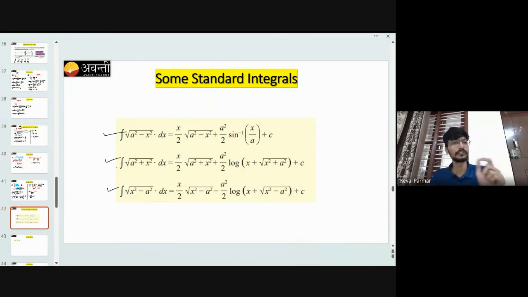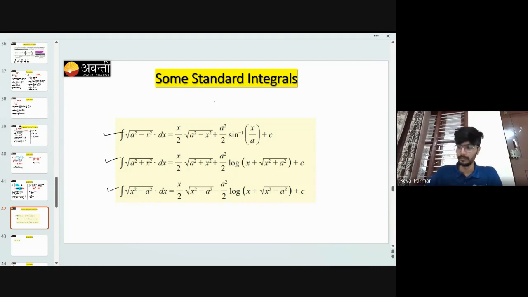Basically, these are also formats. What is the format? Under root of a square minus x square, under root of a square plus x square, and under root of x square minus a square. And these are the answers. I hope you all know this. So if yes, then we can proceed with the questions.